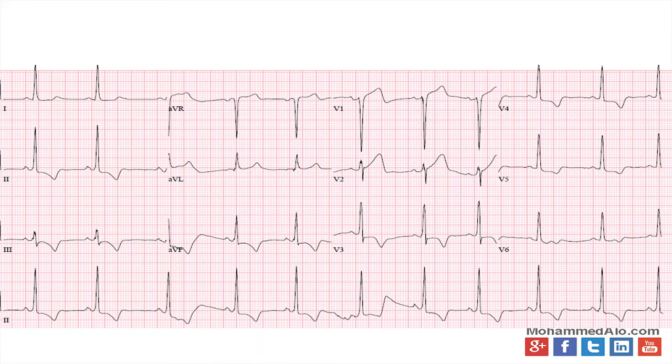If you look at V2 and V1, those segments, although they appear a little bit suspicious, if you look at lead 2 and 3, it looks more like the LVH. So whenever you have ST elevations, you want to make sure it's not LVH. And because of the way those ST segments look, this is LVH repolarization abnormality, which is giving you that very strange ST segment pattern.